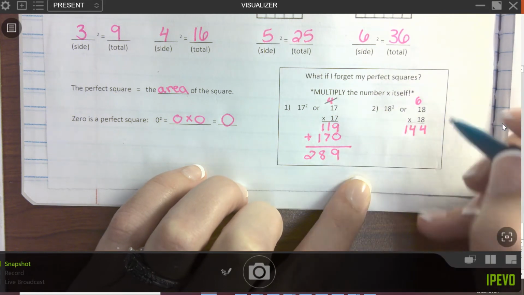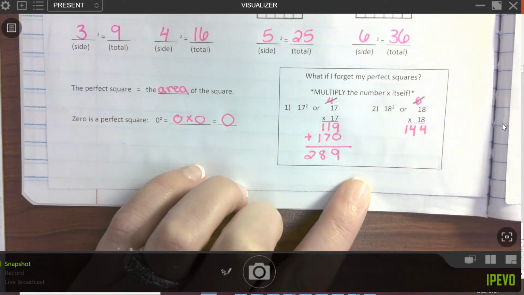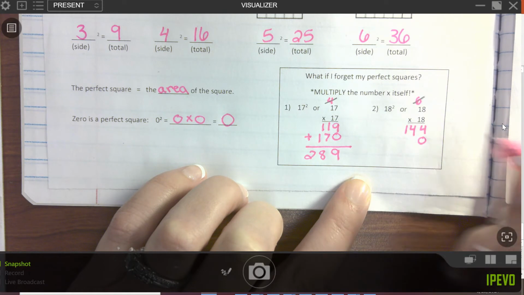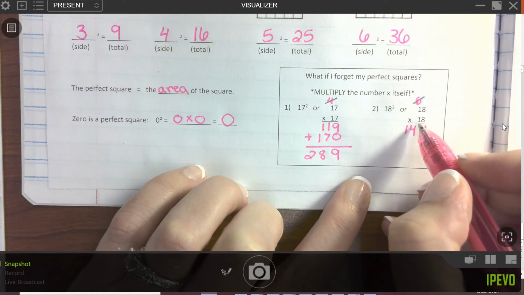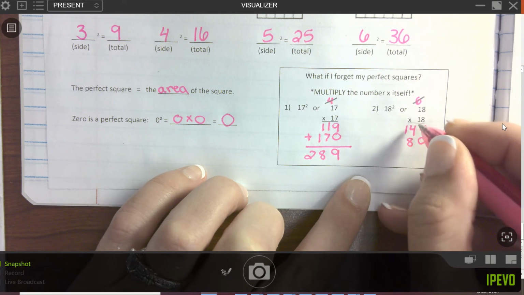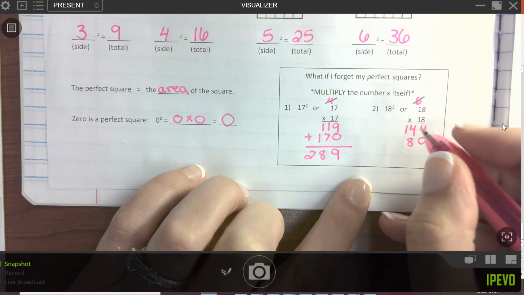All right, I'm done multiplying everything by 8. I've already factored in that 6, so I'm going to cross it out so I don't use it again, and write a 0 as a placeholder. Now I'm going to multiply everything by the 1 that's in that tens place. So 1 times 8 would give me 8, and 1 times 1 would give me 1.